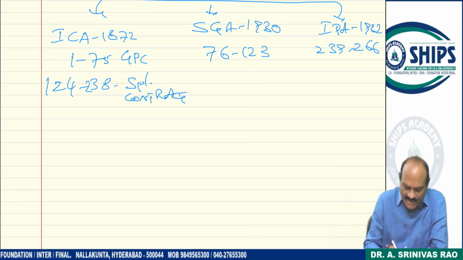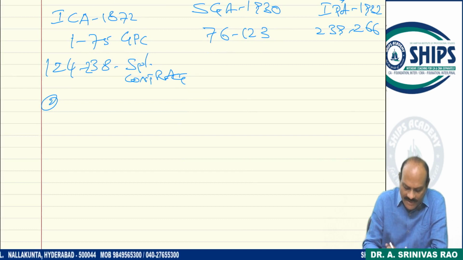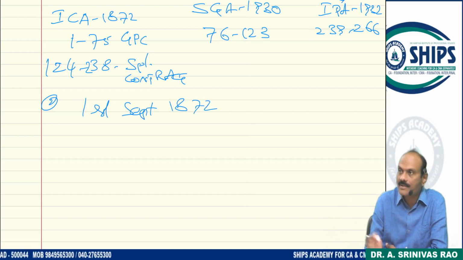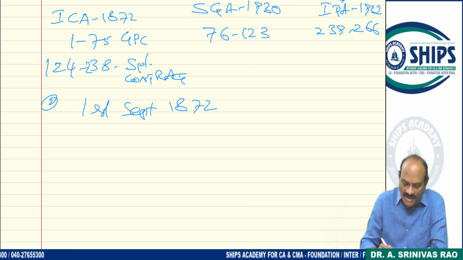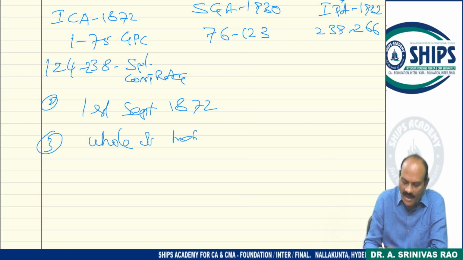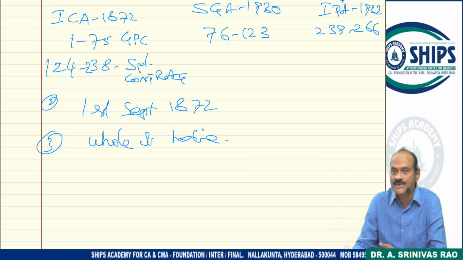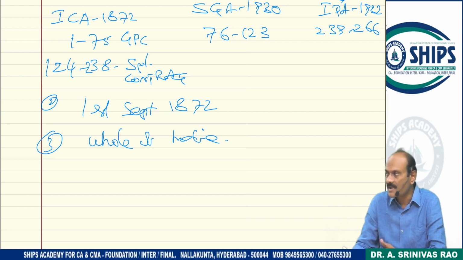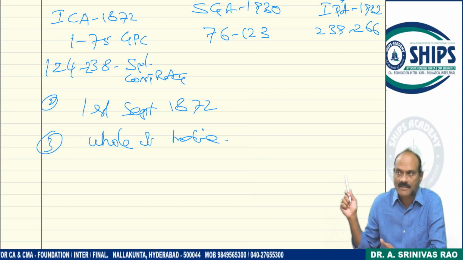This act came into force in India when? Any idea? When did this act come into force in India? On 1st September 1872. This act came into force in India on 1st September 1872. Now this act is applicable to whole of India. Earlier this act was applicable to whole of India except the state of Jammu and Kashmir. Now Article 370 got repealed. That's why this act is applicable to whole of India including the state of Jammu and Kashmir. Up to here clear?